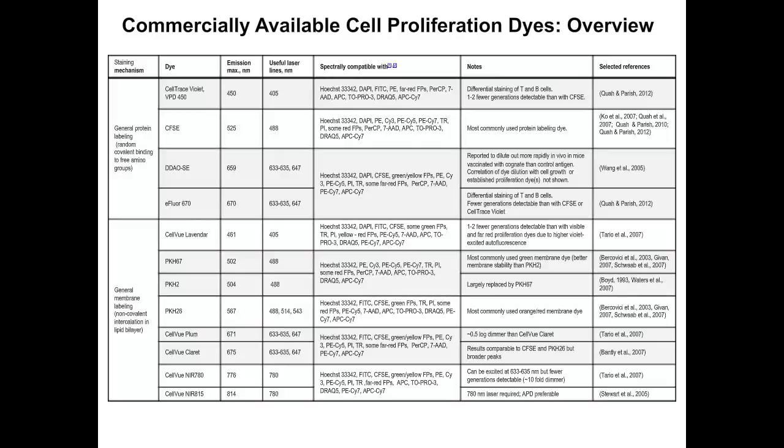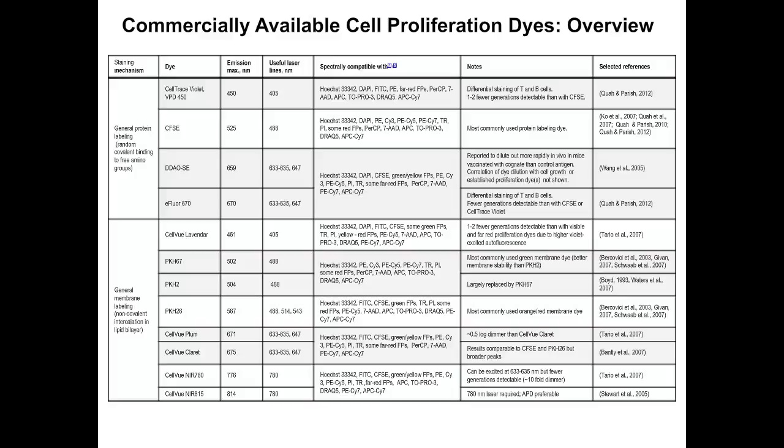There's a whole variety of commercially available proliferation dyes, and these are generally divided into protein labeling dyes and membrane labeling dyes. They come in a wide variety of colors. For example, we have CellTrace Violet, which is excited off the 405. That's a protein labeling dye. The prototype is CFSE, excited off the 488. And then we have ones such as the E4 670, which is excited off the 640 line.